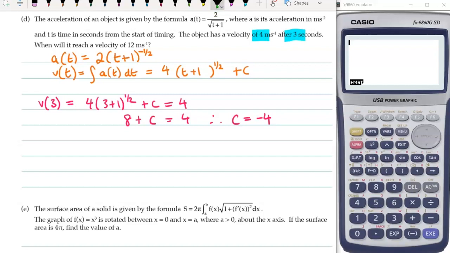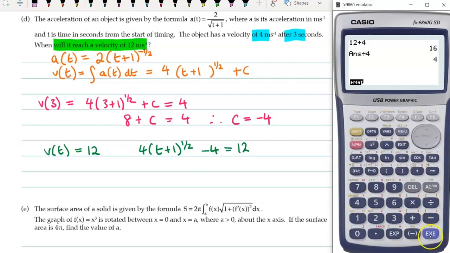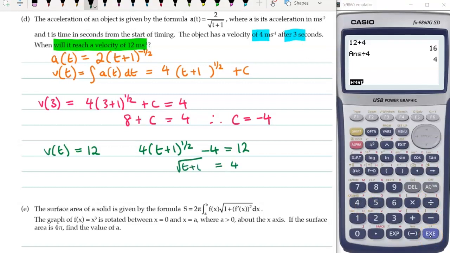Next is working out when it will reach a velocity of 12. So we want to set our velocity function to be equal to 12. So we have 4 times (t plus 1) to the half plus c, which is minus 4, equals 12. 12 plus 4 makes 16, then divide by 4, we've got 4, so the square root of t plus 1 is 4. Square that, we've got t plus 1 equals 16, so t equals 15.